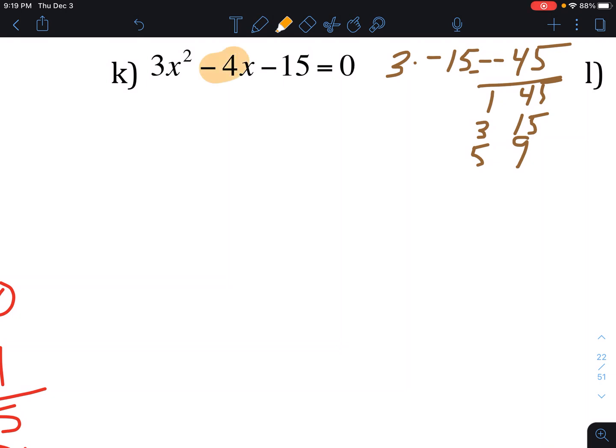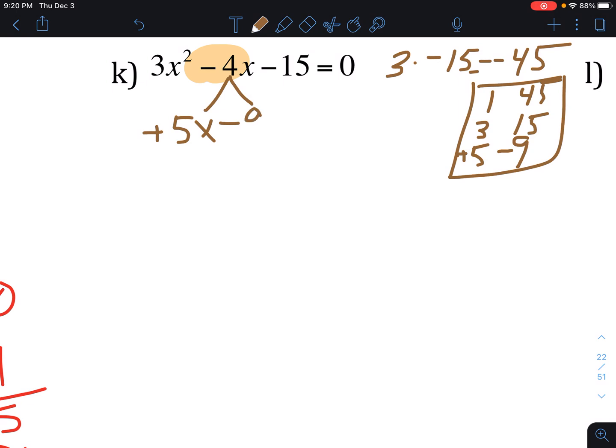So now I want to look at my B term. It's a -4. I need to make one of these a plus, one of these a minus to make -4. Look at the third pair right here. If I make the 5 a plus and the 9 a minus, they add up to -4. So the B, my original BX term, the -4x, will be split up into plus 5x and minus 9x. Bring down your other terms, your first and last terms.